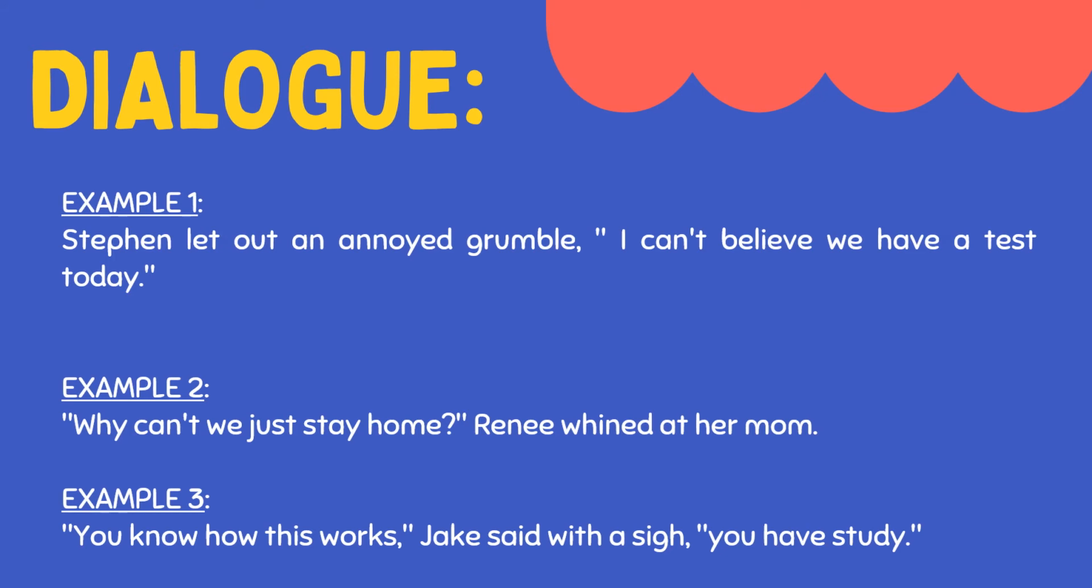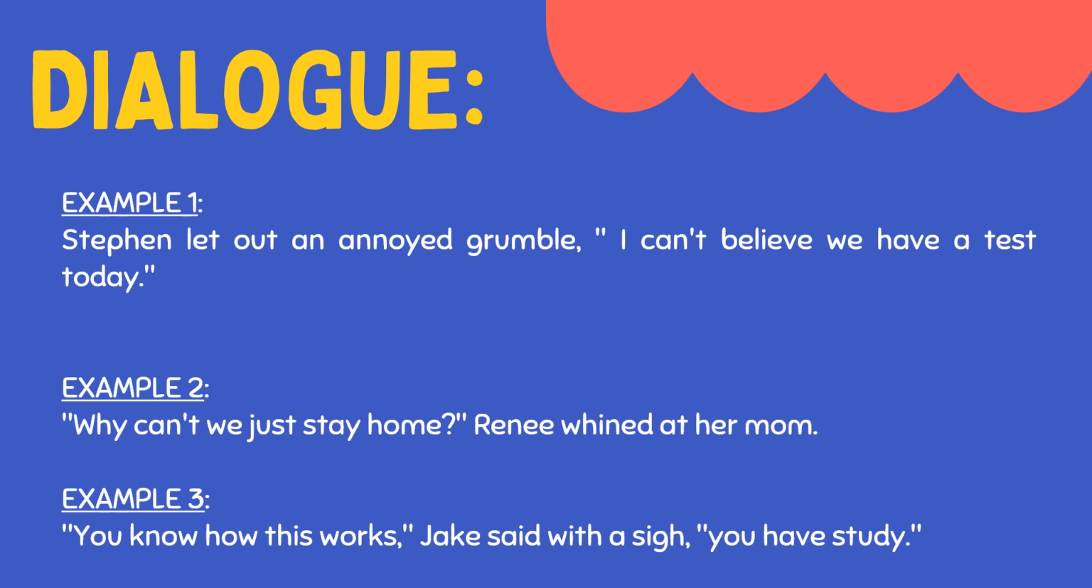Now, you can flip it around, place your dialogue first, and then place your dialogue tag, like in example 2. Why can't we just stay home? Renee whined at her mom. So here in this case, we have a question mark. Question marks live inside the quotation marks as well. And then the dialogue tag is at the end. So we ended our quotation with our punctuation, then we have our dialogue tag, period at the end of our sentence.